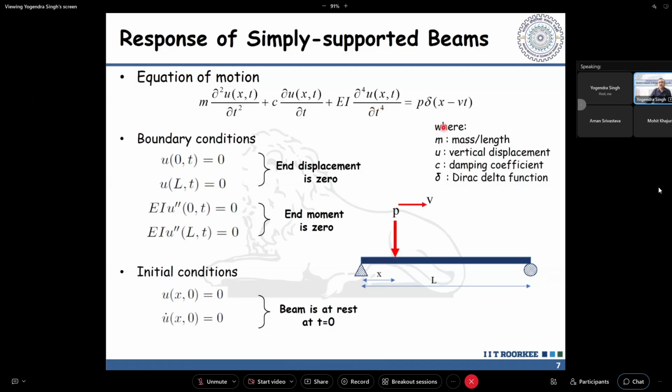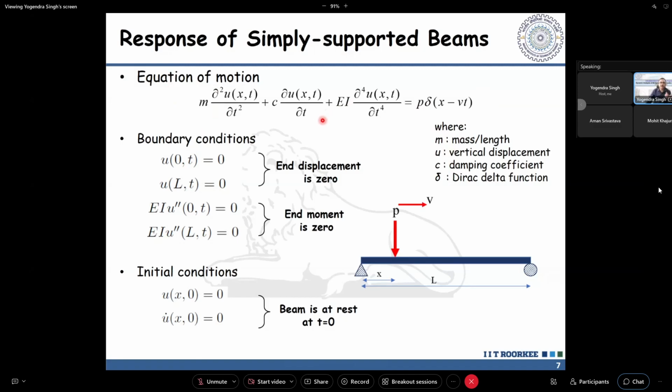And then at any time, the load will be represented by a Dirac delta function. So P into delta, and the delta function represents a very high value at the point where the argument in the parenthesis is zero, and this is nothing but x minus vt. So vt is the current position. At the vt position it will have a very high value, and at all other locations it will be very small. So we can solve this differential equation.